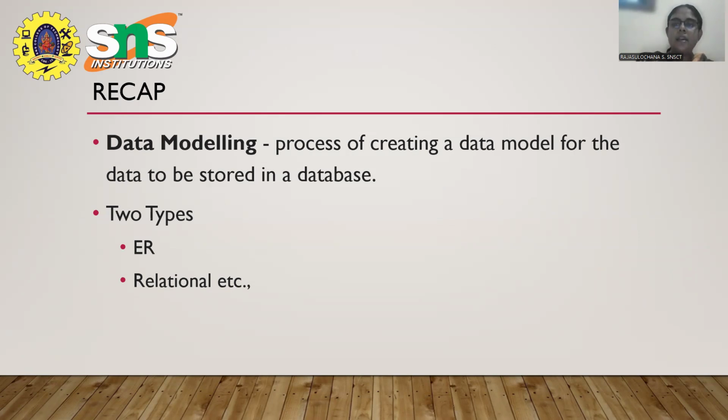So it represents a way in which a data model for a given data can be created such that the data can be stored in that particular format in the database. So this is what data modeling is about. So to represent the particular way in which data can be stored in a database, we have two types of models, such as ER model and the other one is relational model.